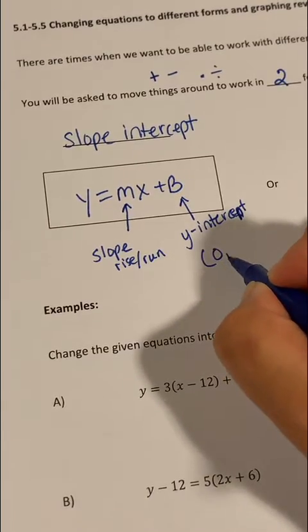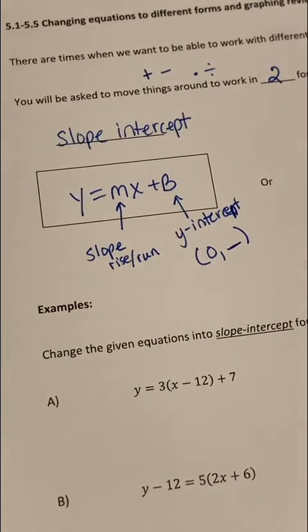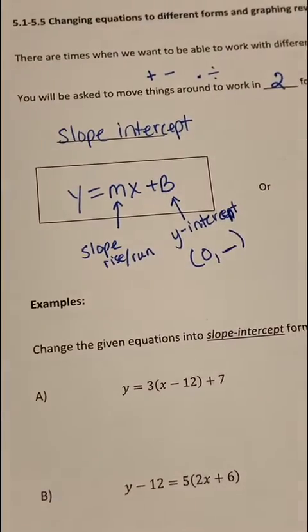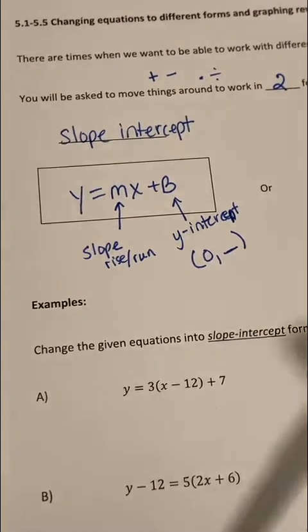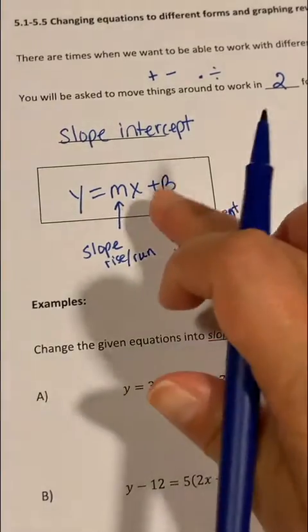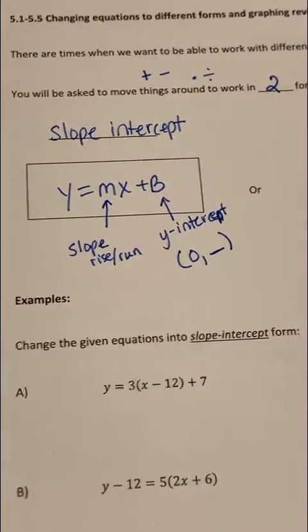which is 0 for x and some number for y. And actually down here on the first thing, you're going to be asked to do first A, B, and C here. You're going to be asked to put them into slope-intercept form. So we're going to have a y equals when we're done.